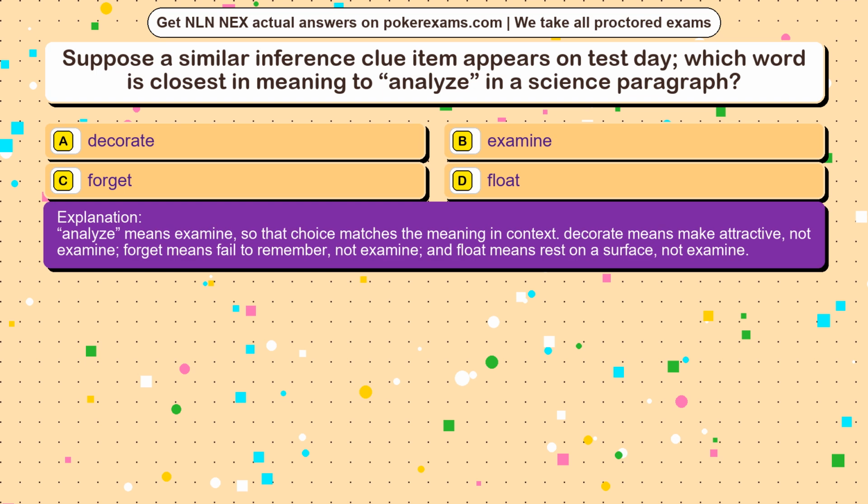Analyze means examine, so that choice matches the meaning in context. Decorate means make attractive, not examine. Forget means fail to remember, not examine. And float means rest on a surface, not examine.